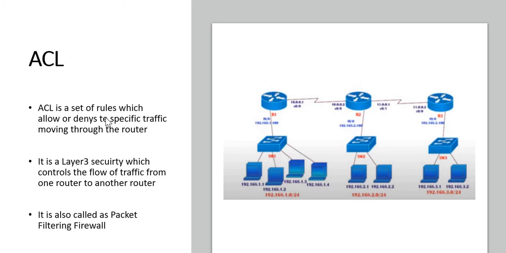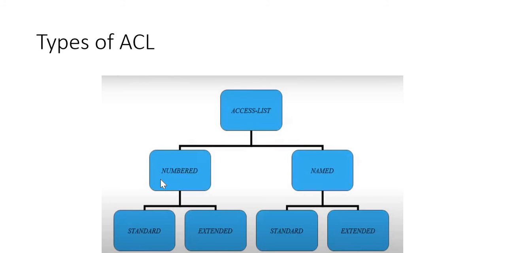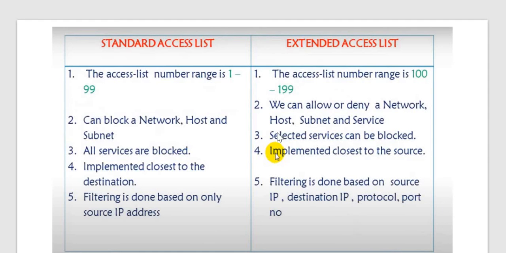An ACL is a set of rules which allows or denies specific traffic moving through the router, and it is a layer 3 security which controls the flow of traffic from one router to another. So how many types of ACLs do we have? One is the numbered ACL and the other is the named ACL. In the numbered ACL, you have standard ACL and extended ACL, and you have standard and extended in named ACL also.